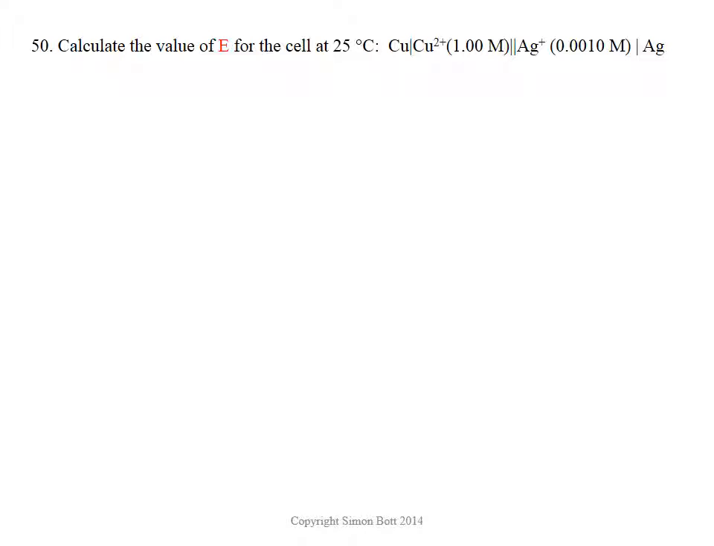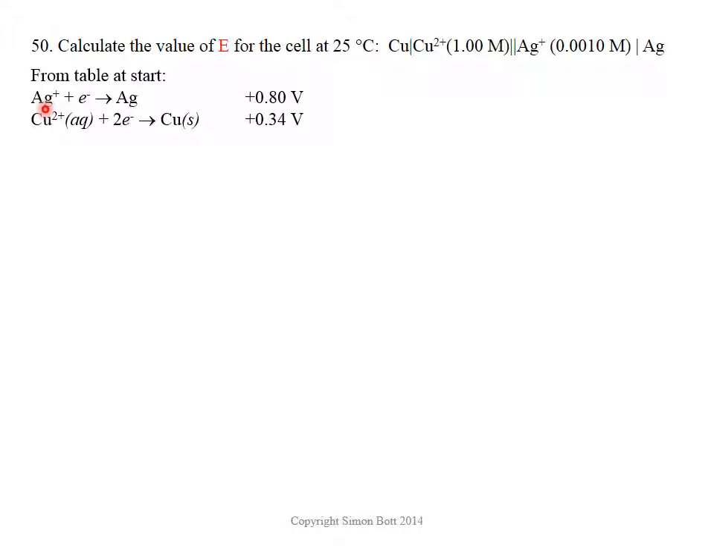Calculate the value of E for this cell, right? Well, again, we got cell notation, but notice how I've stuck in the concentrations in the cell notation. Okay, well, let's see how we can interpret that. First of all, on this review sheet, you're given at the very start a table of E values. So we'll go for that. We're looking for the copper and copper 2 plus redox couple, and the silver plus silver redox couple.